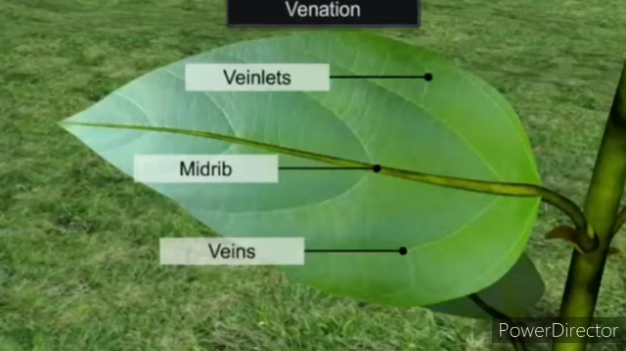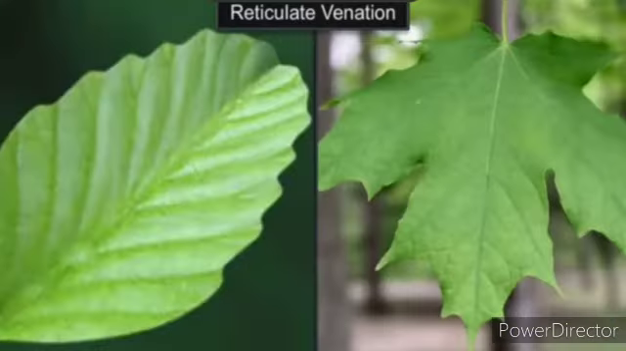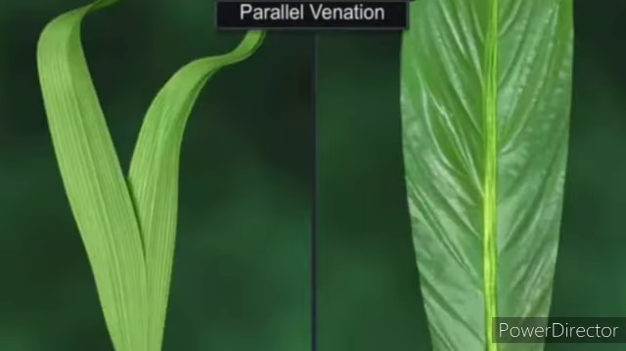Okay. Next, we'll discuss the venation. The arrangement of veins and veinlets in the lamina of the leaf is termed venation. There are two types of venation. First one is the reticulate. When the veinlets form a network, the venation is termed reticulate venation, present in the leaves of dicotyledonous plants. When the veins run parallel to each other within a lamina, that type is called parallel venation, present in monocotyledonous plants. Examples are grass leaf, sugarcane leaf, etc.